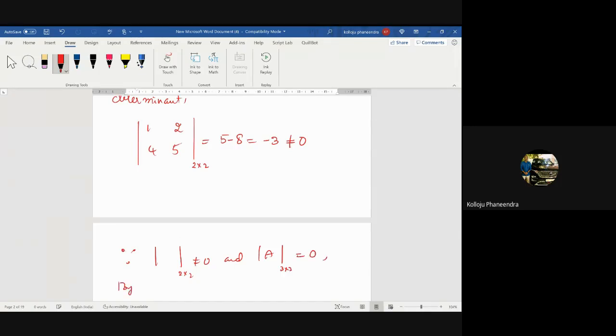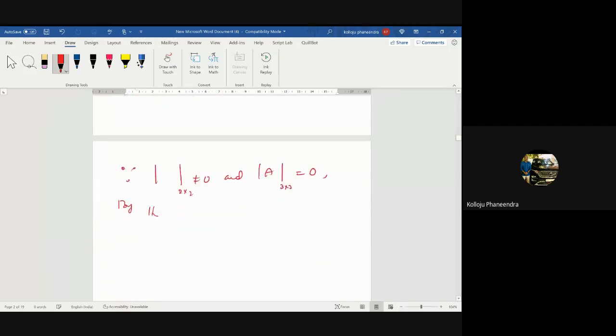By the definition, what is the rank of the matrix? At least one non-zero minor of order 2 is non-zero, and the determinants of all submatrices of order higher than 2, that is 3 by 3, are 0. Hence, rank is 2. This is one concept, as per the definition.